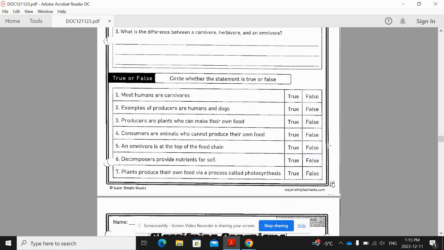And now we have true and false questions. Number 1, most humans are carnivores. Number 2, examples of producers are humans and dogs. 3, producers are plants who can make their own food. 4, consumers are animals who cannot produce their own food. 5, an omnivore is at the top of the food chain. 6, decomposers provide nutrients for soil. 7, plants produce their own food via a process called photosynthesis.